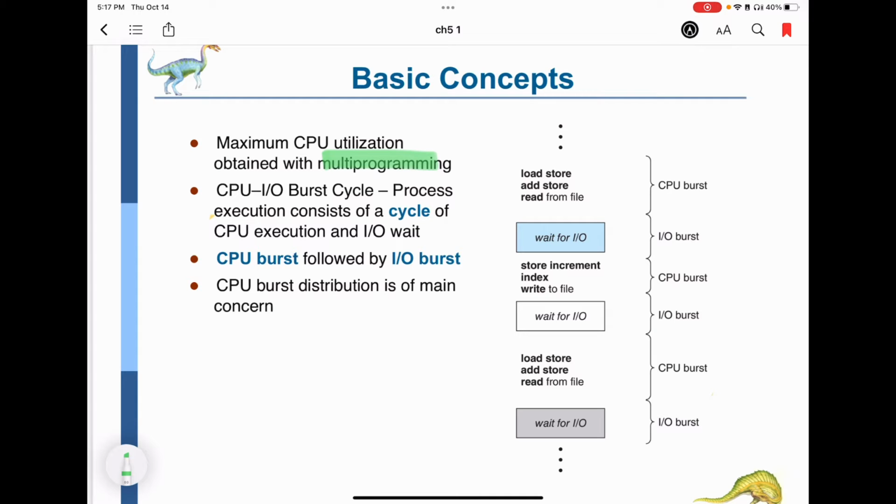So dito, illustration natin, so the CPU or I/O burst. So when we say the process execution consists of a cycle of CPU execution and I/O wait. So CPU burst followed by an I/O burst. CPU burst distribution is a main concern. Yung main concern natin dito is kailan magtatrabaho si CPU na kung saan most of the time nagtatrabaho siya. Kasi binabawasan natin yung kanyang idle time.